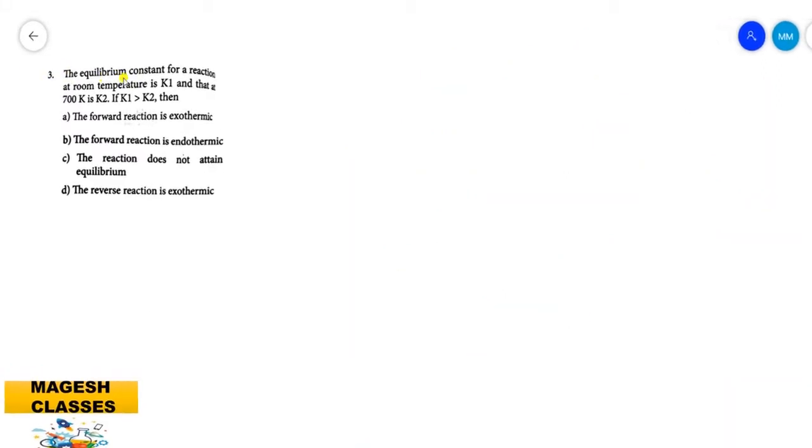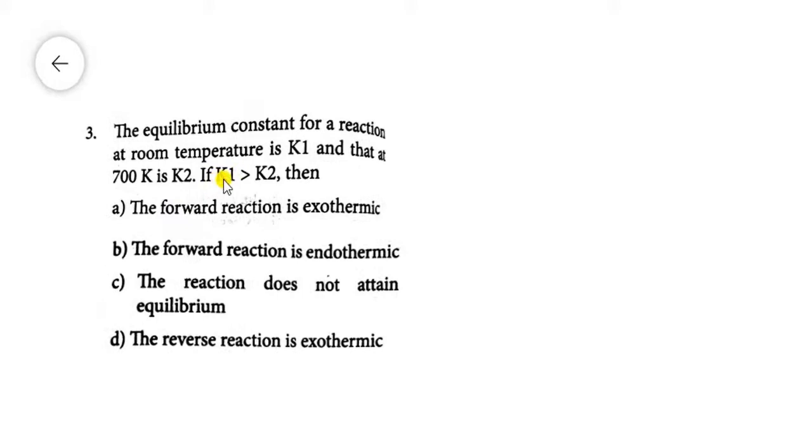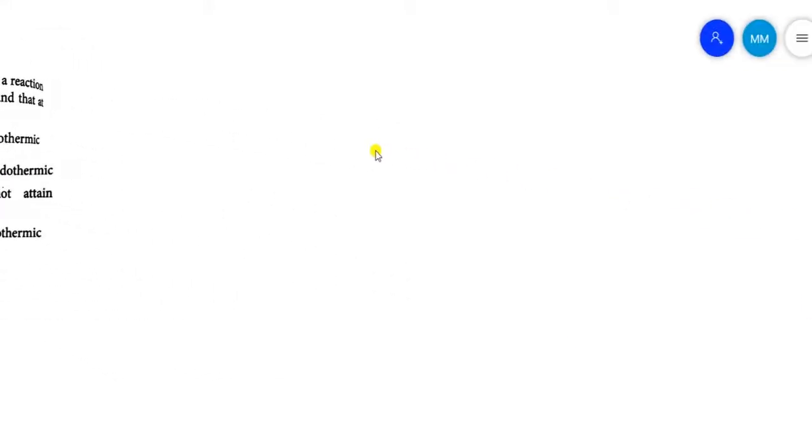Question number 3. The equilibrium constant for a reaction at room temperature is K1, and that at 700 Kelvin it is K2, and K1 is greater than K2. Then what are the conditions? From the given data, at room temperature, K1, room temperature about 300 Kelvin, 30 degrees Celsius, about 27 degrees Celsius. And at 700 Kelvin, the value is given as K2.